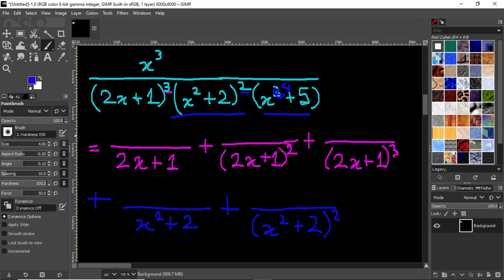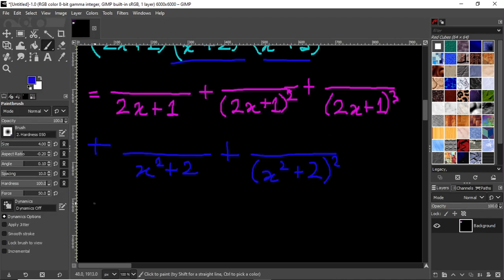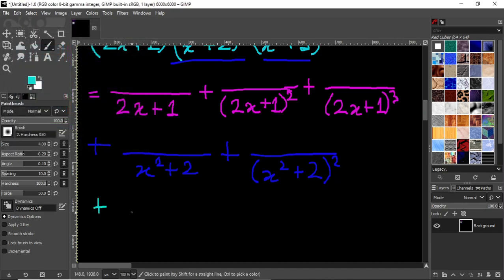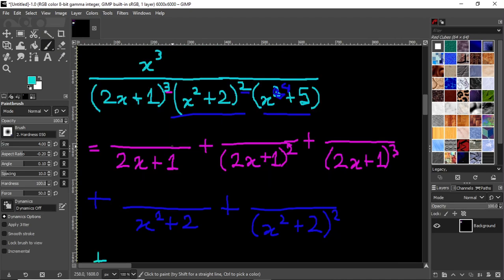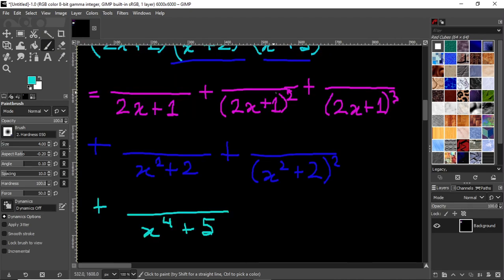Same here too. And we have, well, this only has a power of 1. It's going to be repeated only once. It's going to be written only once. So last one is x to the 4 plus 5. Okay, so that's for the denominators of all the partial fractions. We've written down the denominators of all the partial fractions.